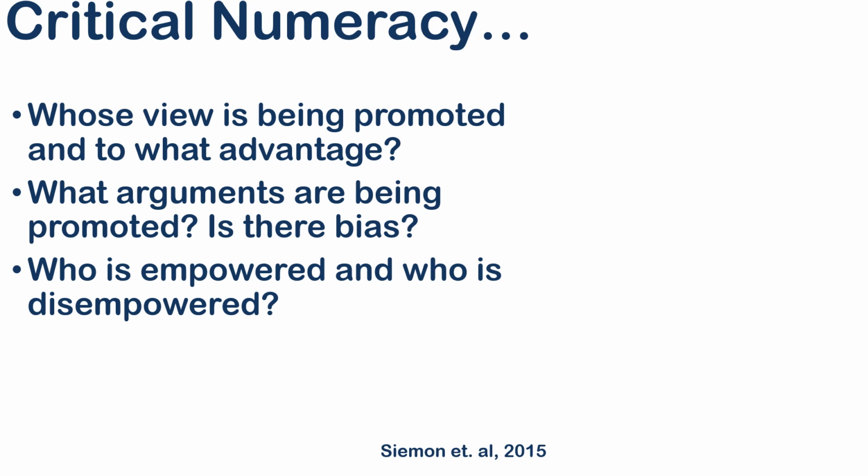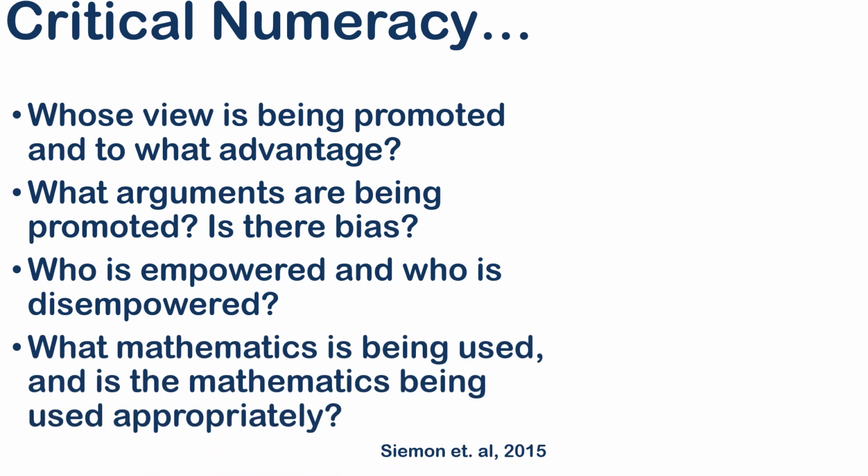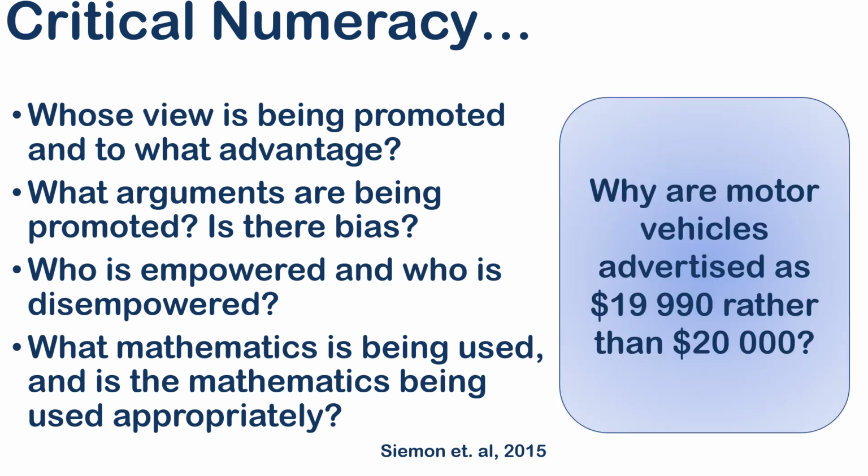Who's being empowered and who is being disempowered? And if it's a seller to a buyer sort of relationship, then you would think that the salesman is being empowered and the buyer is being disempowered. And then what mathematics is being used, and is it being used appropriately? Is it appropriate to start a graph at 14, as in that previous slide, or should we always start at 0? But there are in fact rules that graph didn't apply by starting at 14. But anyway, we need to be aware of those things.